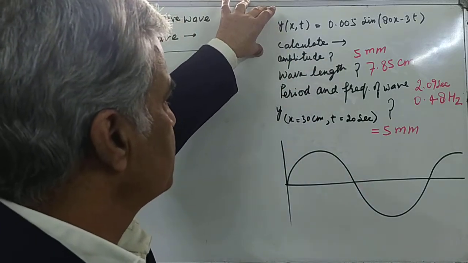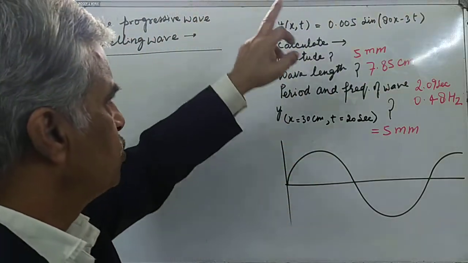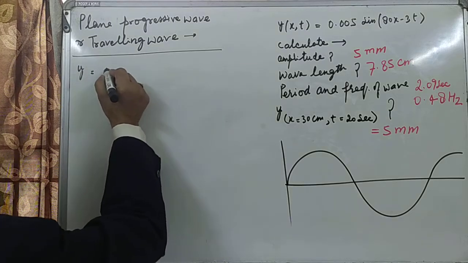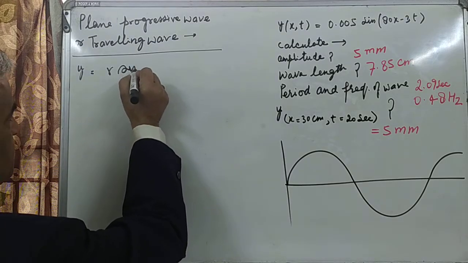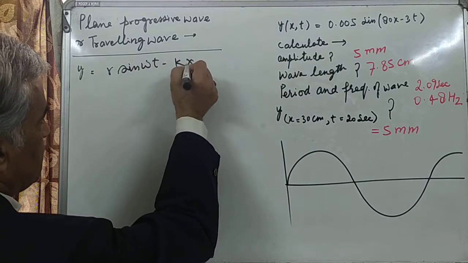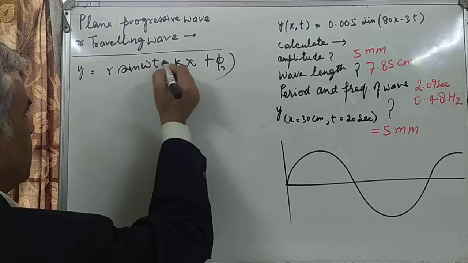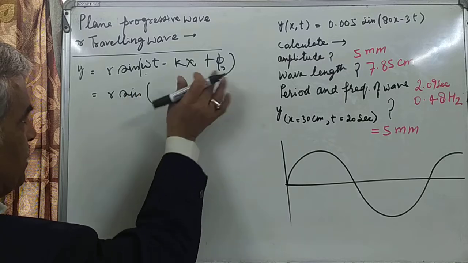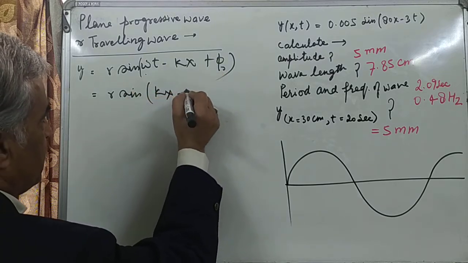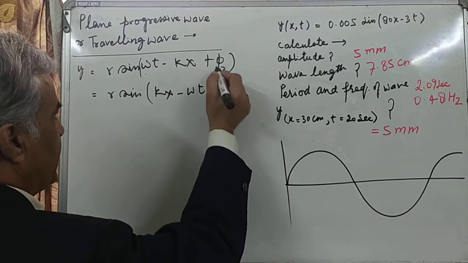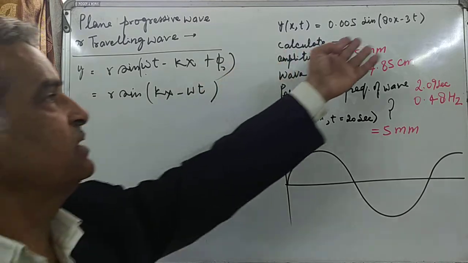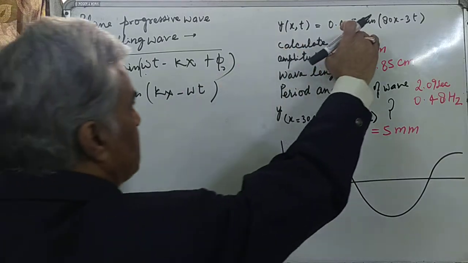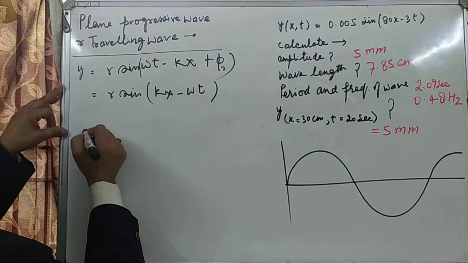In this question, this is the equation of plane progressive waves. So first of all, write the corresponding equation. Y equals r sine of omega t minus kx plus phi naught, or you can write r sine of kx minus omega t, taking phi naught as 0, because in this equation there is no phi naught. Now you compare this with this. So this implies r is the amplitude.